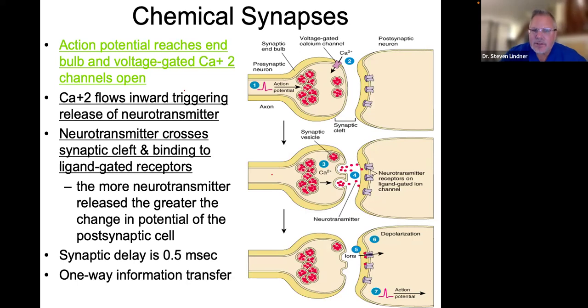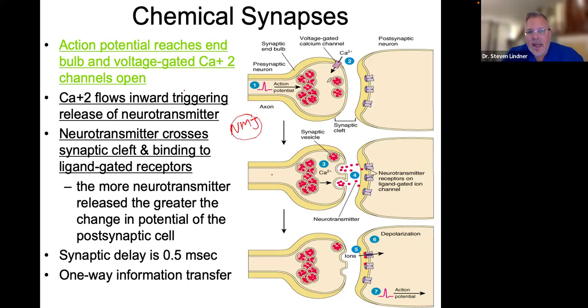We're going to be talking about what happens at the synapses. And some of this should sound a little bit familiar because if you think back to the introduction to muscles, we did talk about the neuromuscular junction.